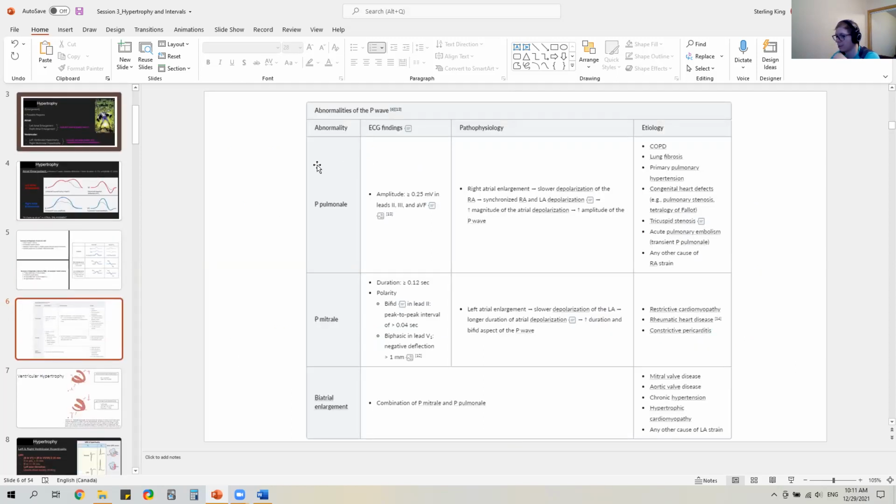This is just a table summarizing. P pulmonale is just the right atrium, and then P mitrale is the left atrial enlargement. And you can just read through this table on your own.